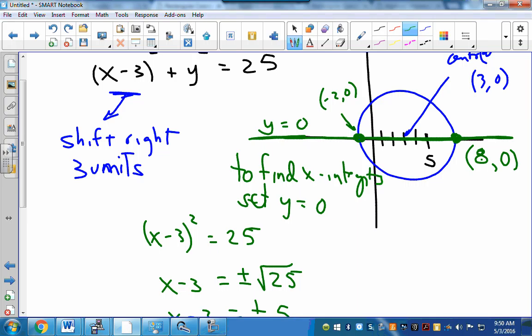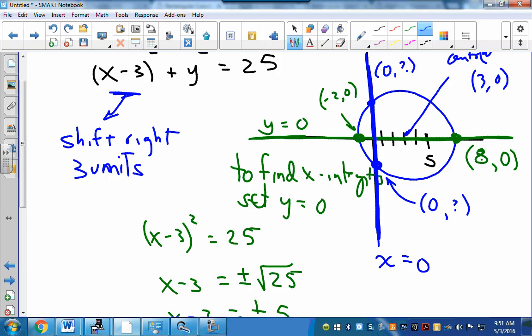Let's find the y-intercepts. To find the y-intercepts, we're chasing down this line. This is a vertical line. All vertical lines have an equation of the form x equals, and the equation of the y-axis is x equals 0. So we know that this y-intercept has 0 for x, but we don't know the y yet. We also have 0 up here for x, but we don't know the y yet. So let's go ahead and find the y-intercepts, and let me just take all this green away.